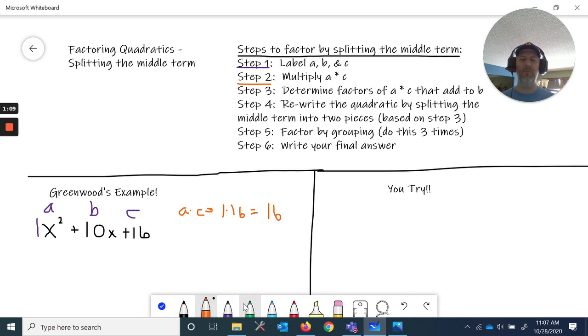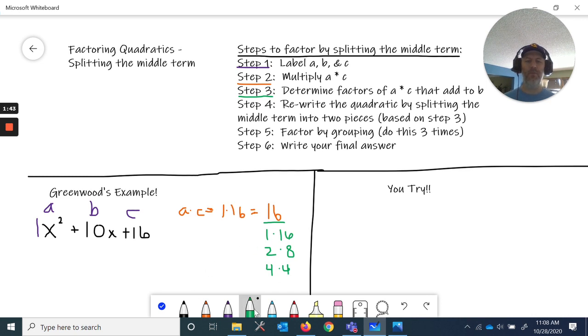So that's step two. Step three, we're going to determine the factors of A and C that add up to B. So we'll start by determining the factors. So these are ways to multiply to get 16. So we have 1 times 16, 2 times 8, 3 goes in 5.3 times, so we don't want decimals on this one. 4 times 4, and that would be it. So we know we're done when the number we're dividing in is bigger or equal to the number that we get out. So those are my three choices.